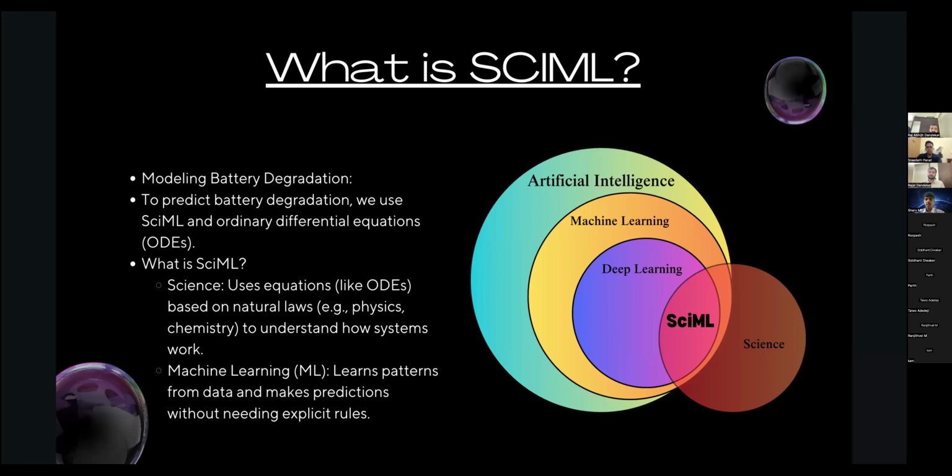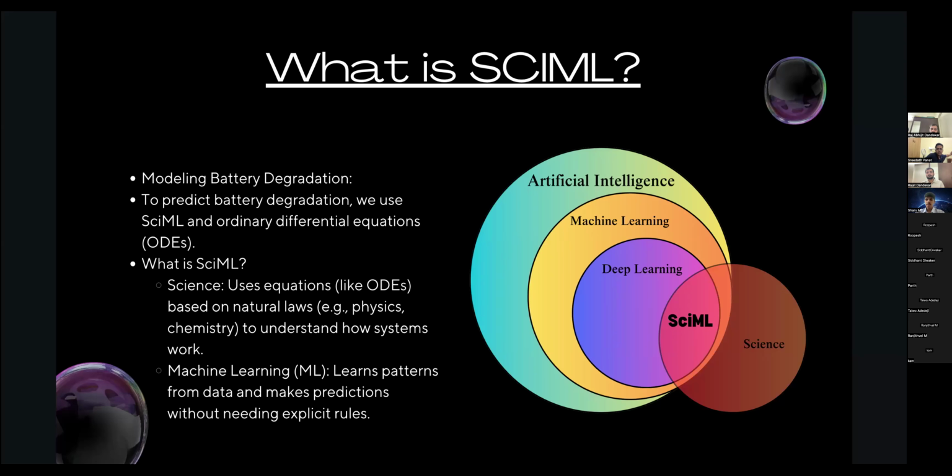So you may ask why SciML is better than traditional machine learning. So traditional machine learning looks for patterns in data and makes predictions based only on what it's seen before. While this works well in many cases, it struggles when there isn't enough data or the system being studied is very complex, like a battery, for example.